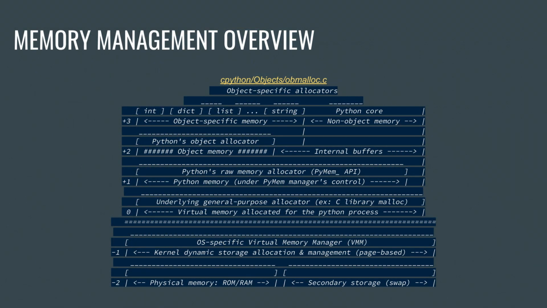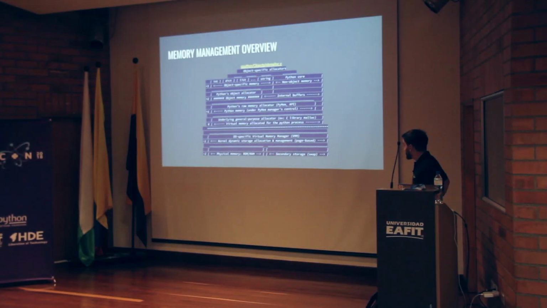This is the Python memory management overview. It is taken from the file obmalloc.c, which you can find in the CPython repository, like at the top. This is a link where it resides. So I think I will share my slides somewhere, and you can go through it.